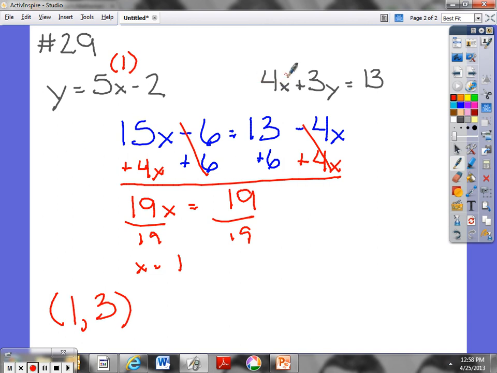Let's see if this works. If I substitute in 1 for x here, and I know that y equals 3, 4 times 1 is 4, plus 3 times 3 is 9. 4 plus 9 is 13. 13 does check to 13.